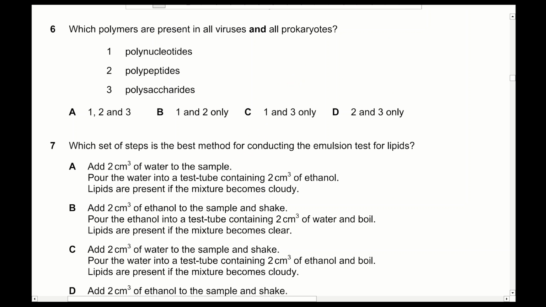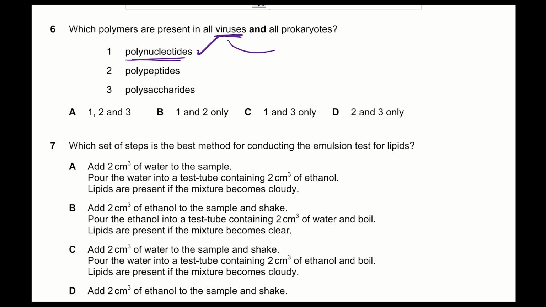Question number 6. Which polymers are present in all viruses and all prokaryotes? Now, let's start with polynucleotides. Polynucleotides are nucleotide polymers joined by covalent bonds. So, whether the virus is an RNA virus or a DNA virus, it must have a polynucleotide. Same with prokaryotes. All these must have some sort of genetic material, and polynucleotide is a general term for any sort of genetic material, whether it's RNA or DNA, because as we said, they are nucleotides joined together by covalent bonds.